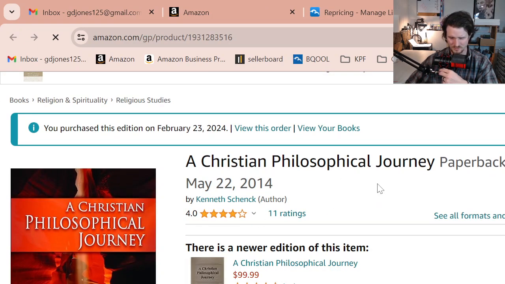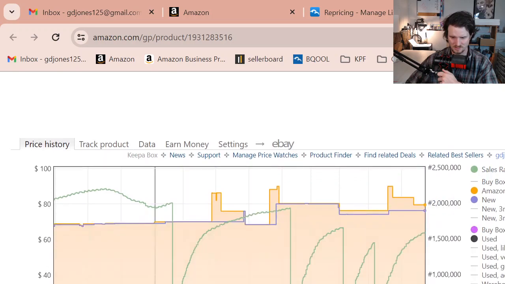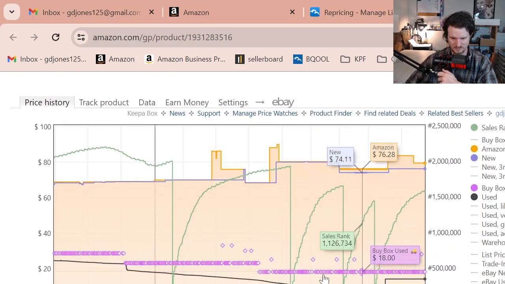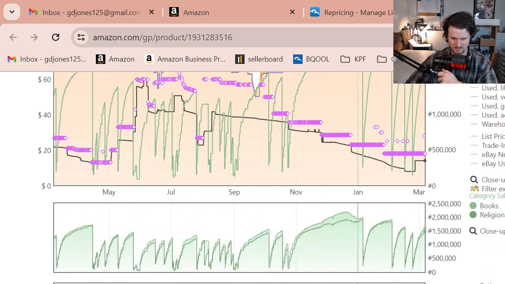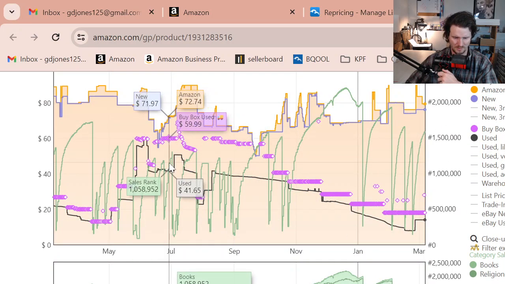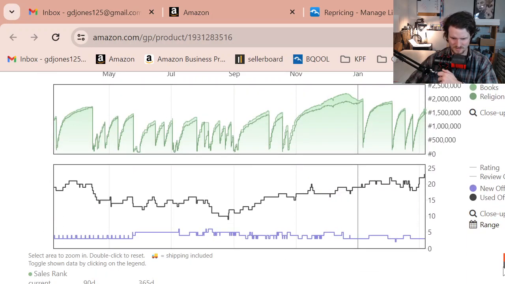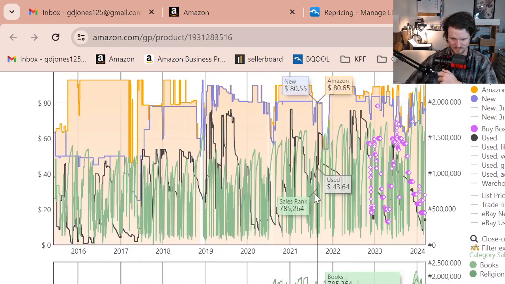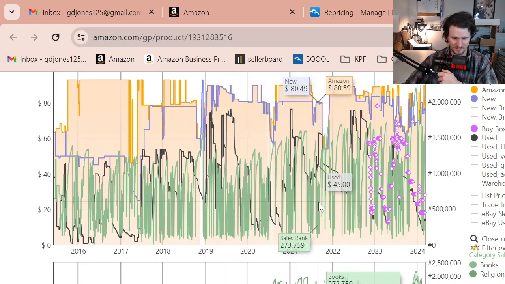A Christian philosophical journey. Okay. Got it for $11.78. Let's look at the Keepa graph. Ooh. Oh, okay. So I think that this is kind of a seasonal thing. Or no, it's not. Okay, yeah, I remember this book.